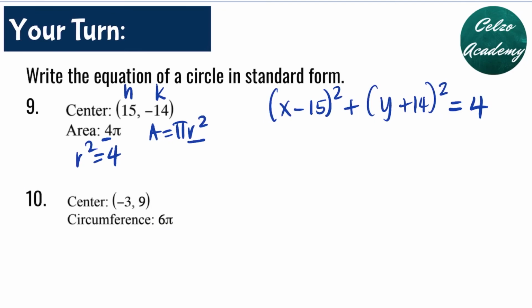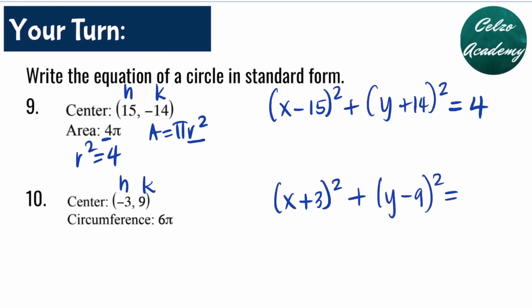Question 10. Center is (-3, 9), and circumference is 6 pi. For question 10, h is negative 3 and k is positive 9. So we will have x minus negative 3, or that's (x + 3)², plus y minus k, which is (y - 9)², is equal to r square. Circumference is 6 pi, and circumference formula is pi times diameter. So the number 6 here is our diameter. Diameter is 6, so the radius is half of 6, which is 3. And r squared is 3 to the second power, which is 9. So the answer for question 10 is (x + 3)² + (y - 9)² = 9.